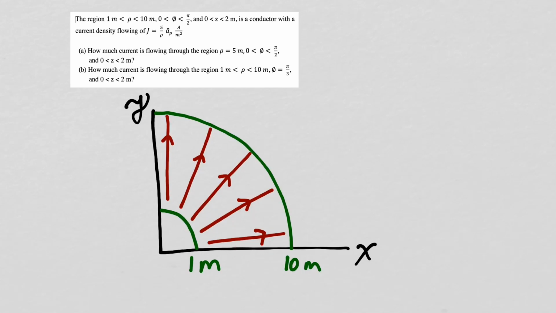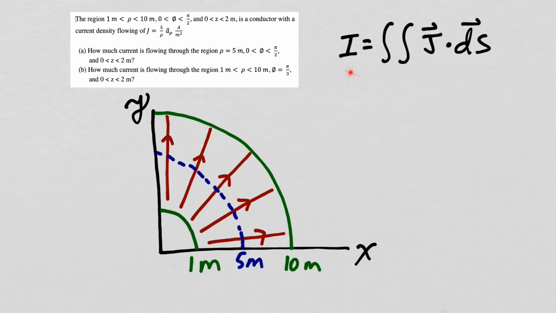So now let's sketch this surface through which we want to find how much current is flowing. It occurs at rho equals 5, and it's confined to the first quadrant. So that's this surface that also extends from z equals 0 to 2 meters. To find the current flowing through a surface, we have to integrate J dot dS over that surface.